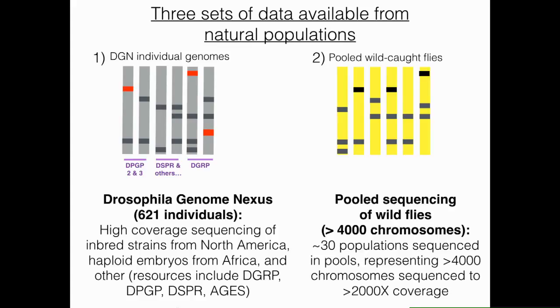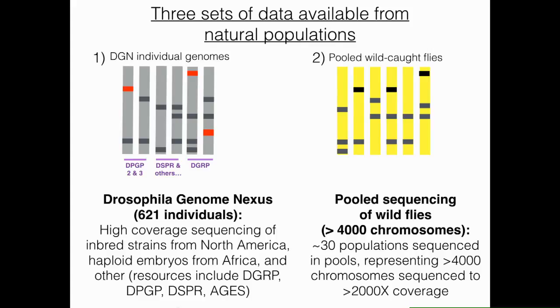The other data set we'll leverage is data that's come out of ours and collaborating labs, which is pooled sequencing of wild flies. In this data set, we have over 4,000 chromosomes represented from over 30 populations. And here we have a much larger population size. So theoretically, you can get variants at a much lower frequency. However, our confidence in a given rare variant is lower because each chromosome isn't that well represented in the sequence data.